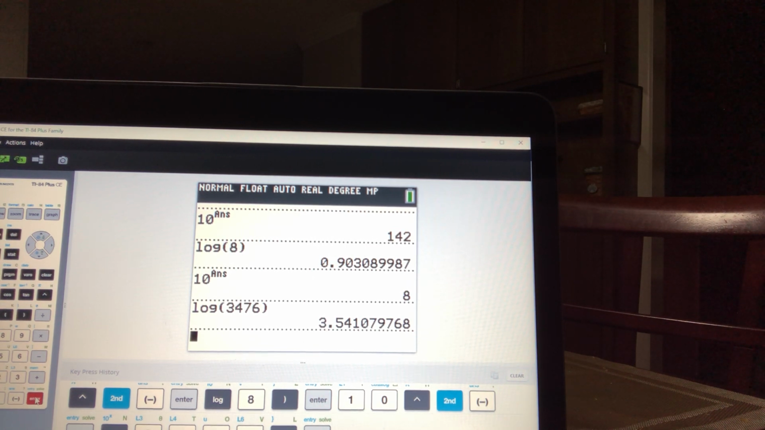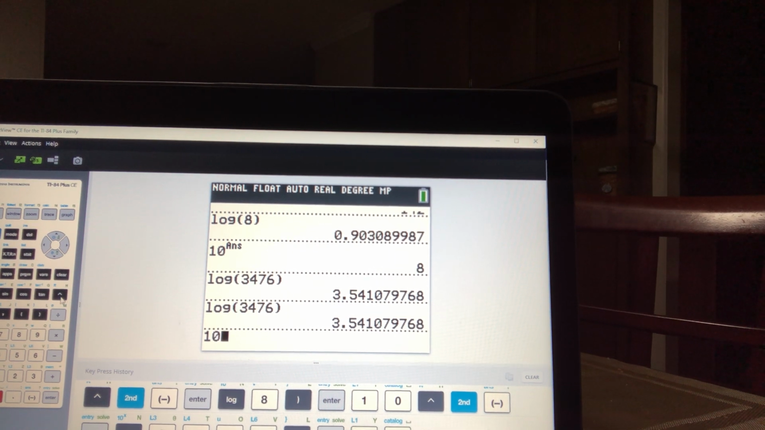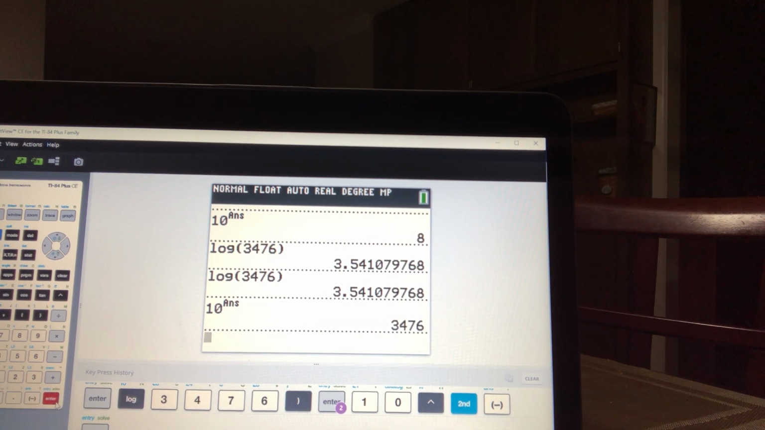And rounded to the thousands place, I would say that's 3.541. So what that means is if you raise the number 10 to the power of that answer, you would get the original number, 3,476. Okay, so that's part number 5.